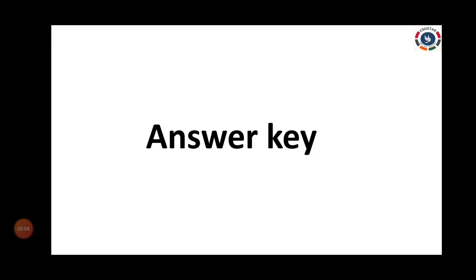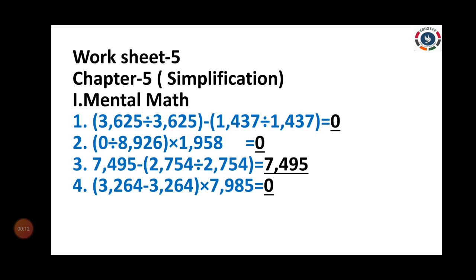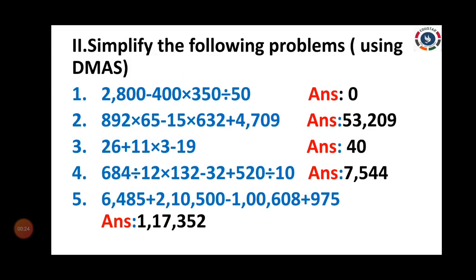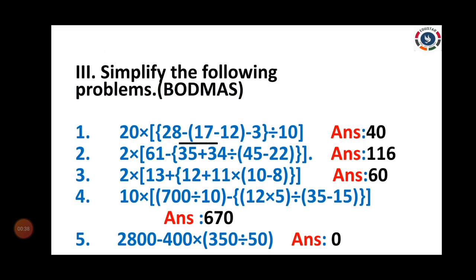Get ready to check your answer. Take your worksheet. Check your answer with the answer key. Worksheet number 5, Chapter number 5, Simplification. First mental math. Take a snap and check your answer with your answer sheet. Roman letter 2: simplify the following problems using the DMAS rule. I gave 5 sums. Roman letter 3: simplify the following problems using the BODMAS rule.